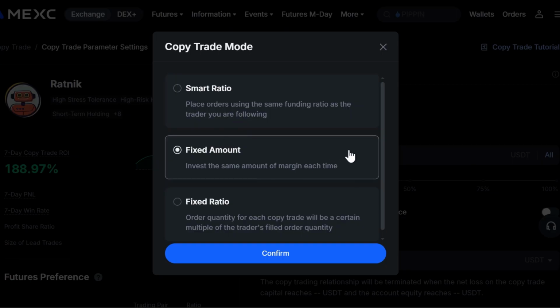Fixed Amount mode is where you copy a fixed dollar amount per trade. For example, if you set $10, every trade the lead trader opens, you open with $10. This gives you more control over how much you're risking per trade.